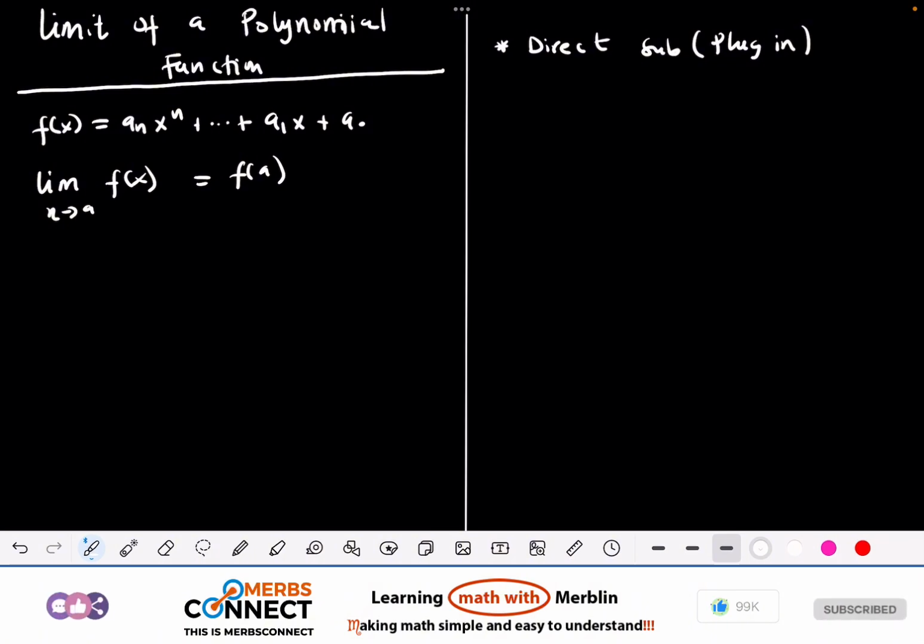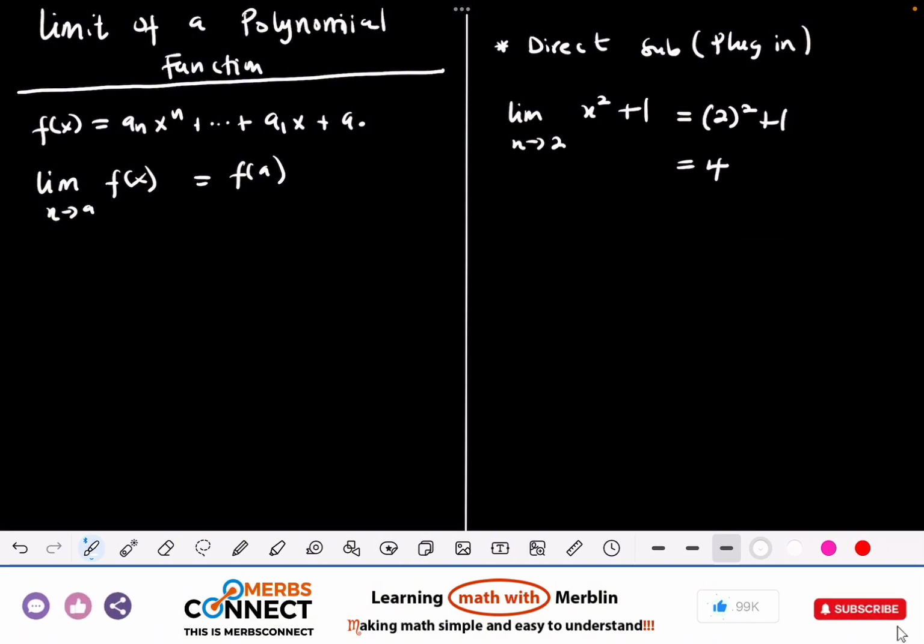Let's take this simple example to illustrate. If I have the limit as x approaches 2 of x squared plus 1, what am I going to get from this? Okay, so this here is a polynomial function, which is what? A quadratic function. So since it's a polynomial function, I just plug in. So I'm going to have 2 in brackets squared plus 1, which is going to give us 4 plus 1, and we are going to have 5.